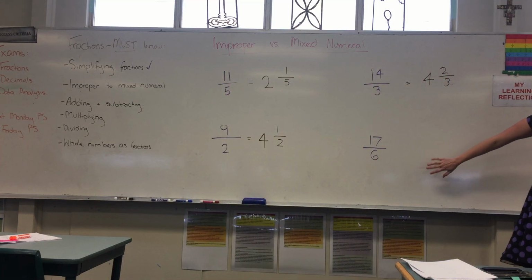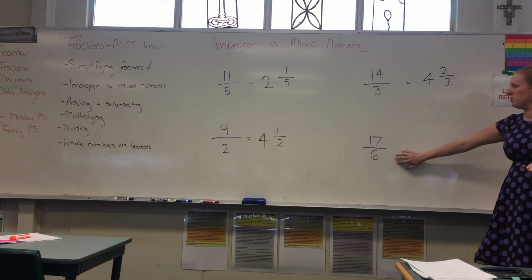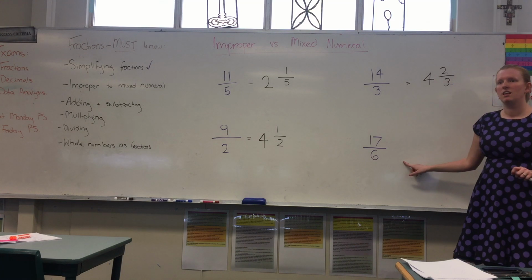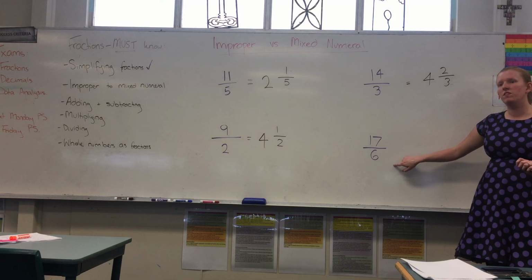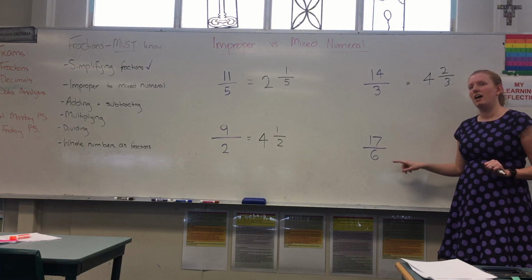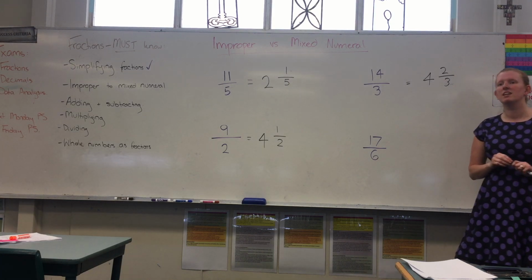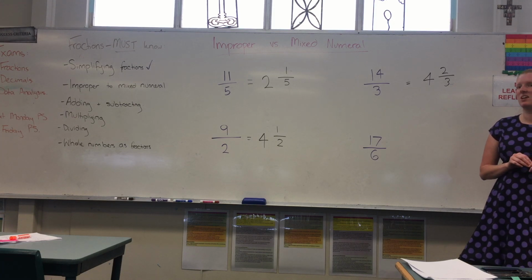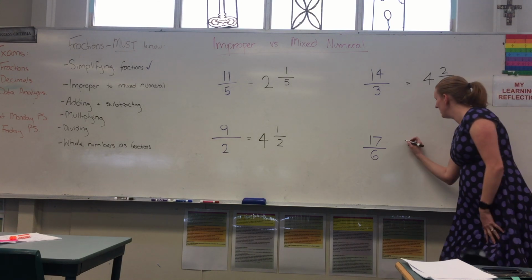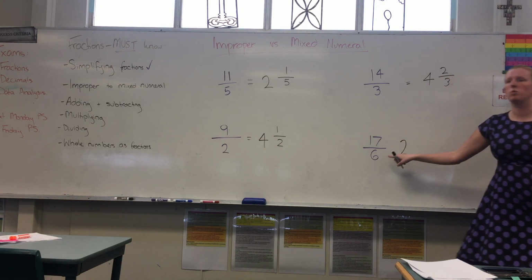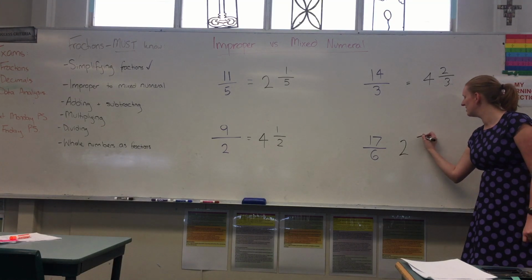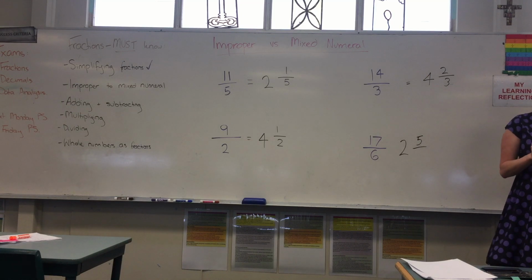Alright, and then lastly, what am I going to do here with this last one? I want to find out how many of the number on the bottom fit into the number on the top. How many 6's fit into 17? 3 or 4. Too high. Go down a little. 2. Awesome. So 2 6's are 12. So how many's left over? 5. Over 6. Awesome.